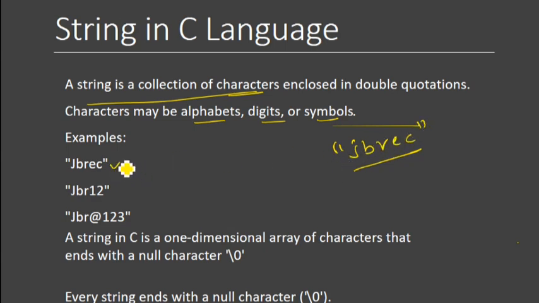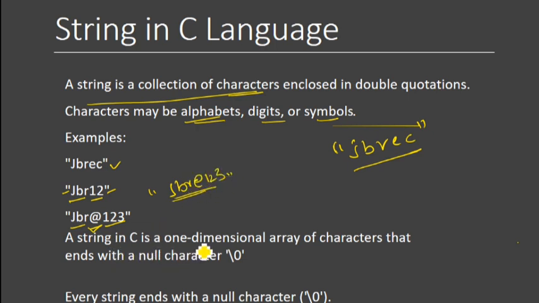It is nothing but a string. A string may be alphabets, a string may be digits. So JBR are alphabets and 1 2 are digits which I enclosed in double quotation, and some special symbols I enclose along with the alphabets and digits in double quotes. Whatever you include within the double quote is treated as a group of characters: JBR@123.